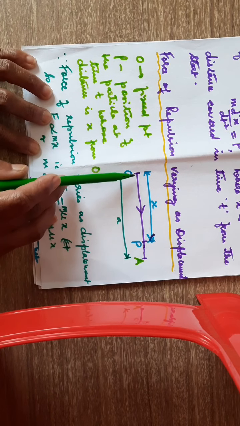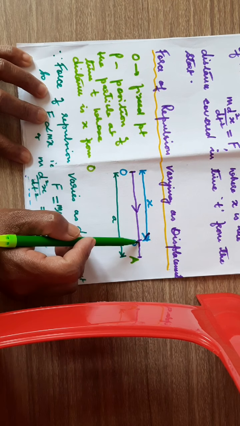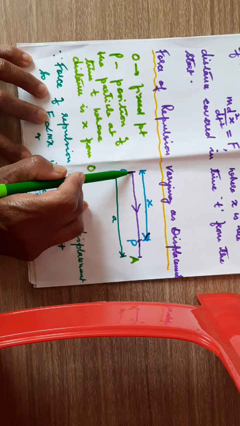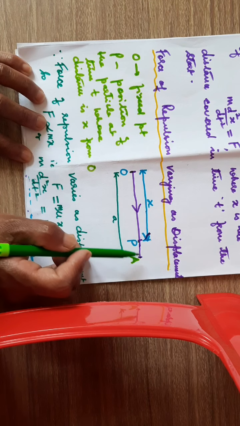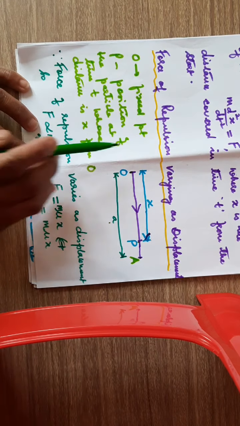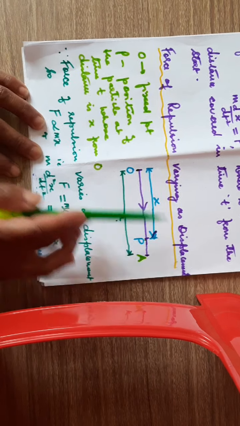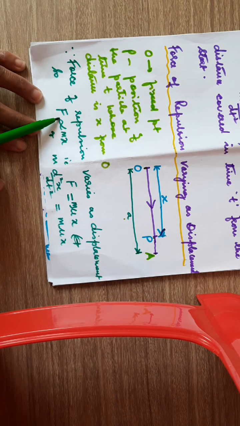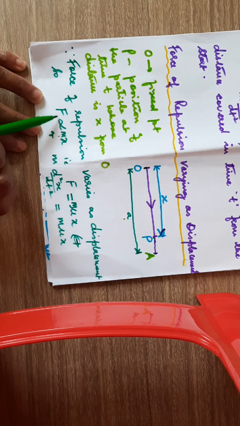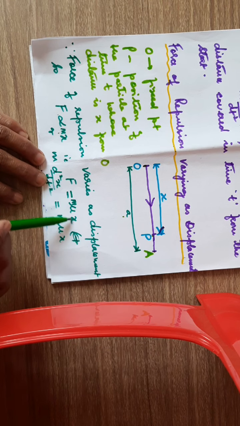Now from this figure you can see that if I take O to be the fixed point, and P to be the position of the particle at any time t whose distance from O, the fixed point, is x, and let us take A to be the initial position of the particle whose distance from the fixed point is a. Since the condition here is a force of repulsion varying as displacement, F is proportional to mx, because force is equal to mass into acceleration. So F can be written as m mu x.